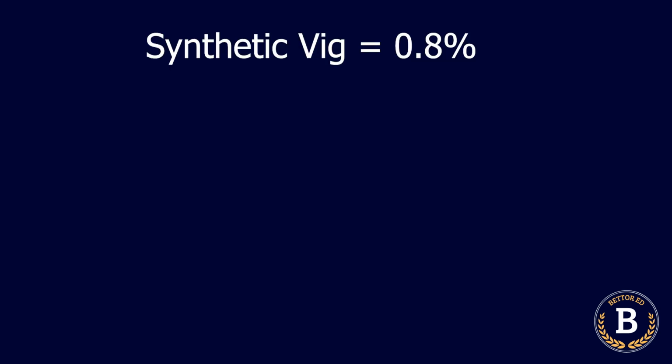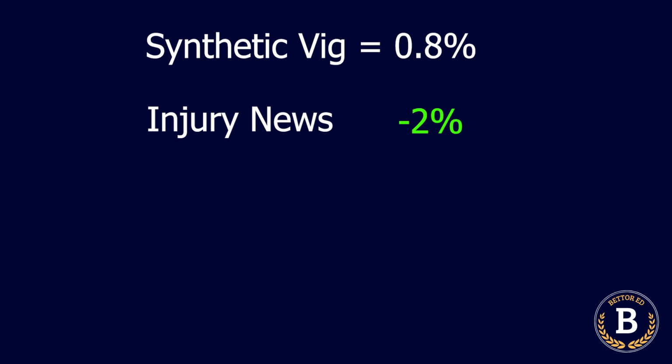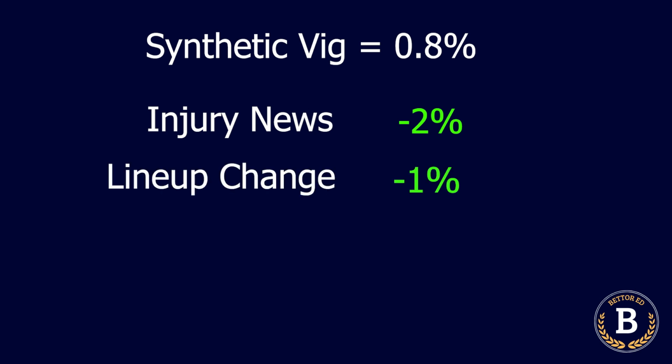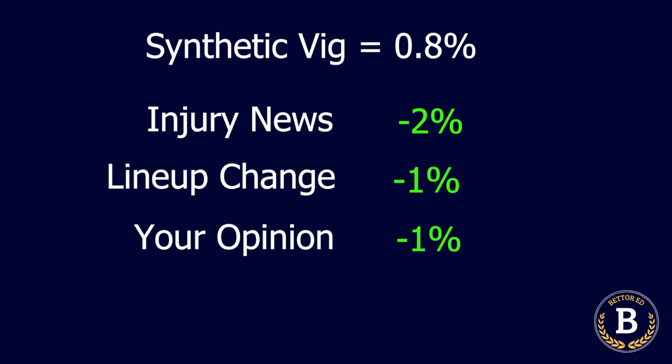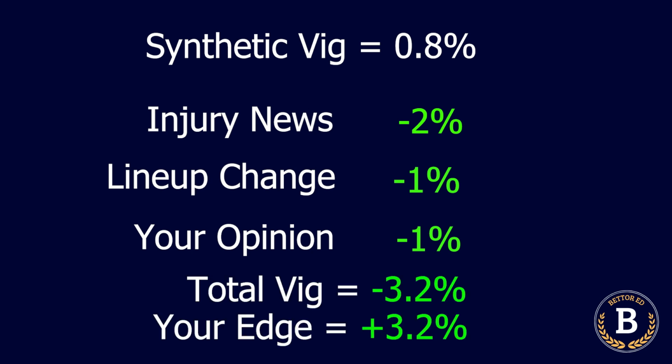So now that we have this low synthetic vig, we don't have far to go to overcome the house edge. So now we're in a really good position to start thinking about some different factors that are going to push that line from a house edge to your edge. Now that might be injuries, that might be news that has come out, that might be your opinion on the game. These little things will all add up and slowly make the edge reverse and go in your favor.